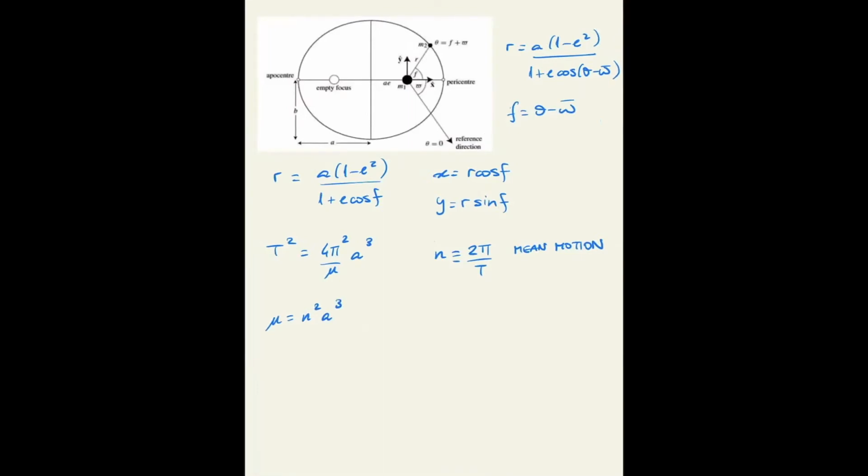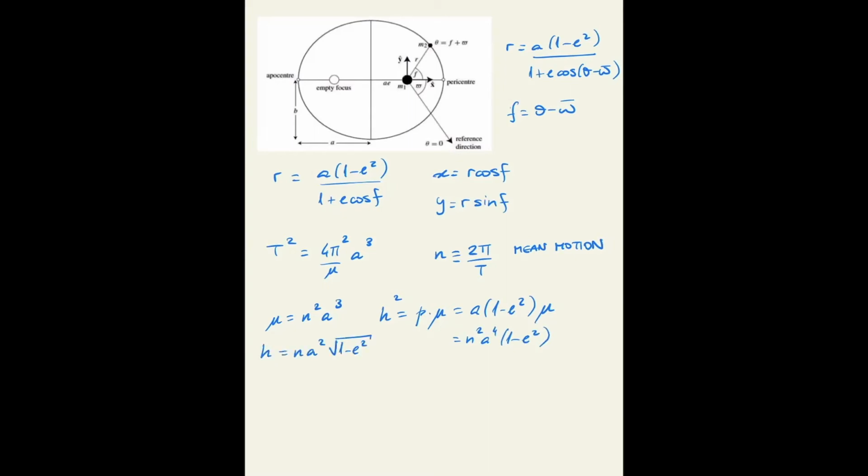And if you have that the angular momentum squared is the semilatus rectum times μ, which is equal to a(1 − e²)μ, you substitute the definition of μ given by the mean motion and the semi-major axis, as given here, then this becomes n² a⁴ (1 − e²). Take the square root of that, and you find a simpler expression for the angular momentum.